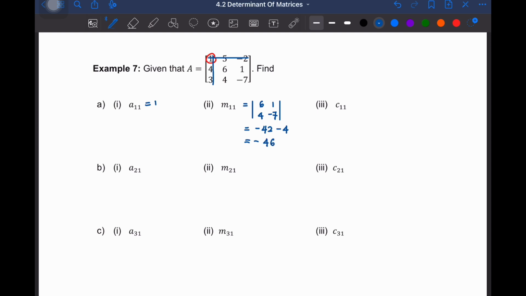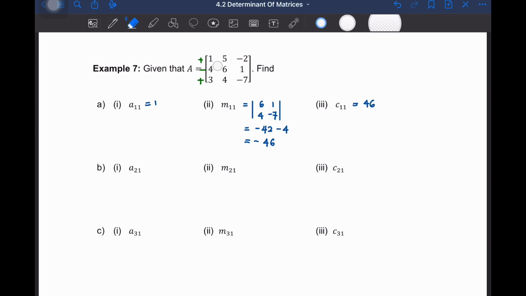Okay, and now remember, for the element that is located in the first row, first column, the sign will be, I will write it for this column, positive, negative, positive. So for the cofactor part, the sign is going to stay just the same, which is positive. So it is equal to 46.